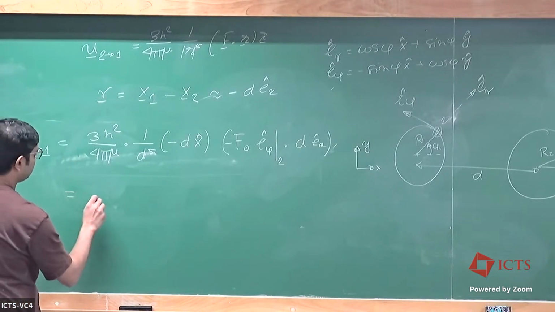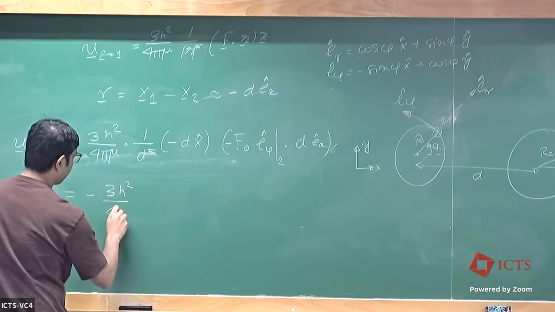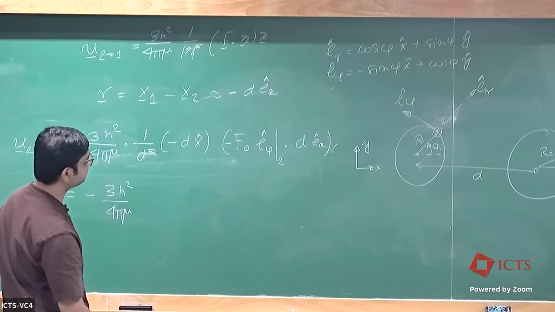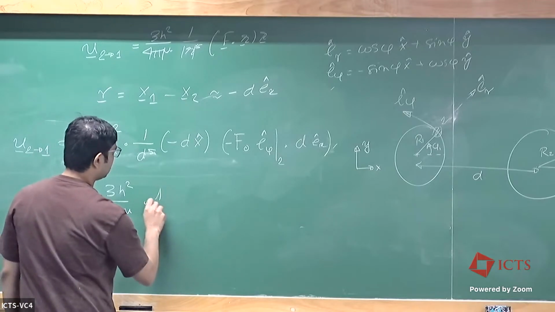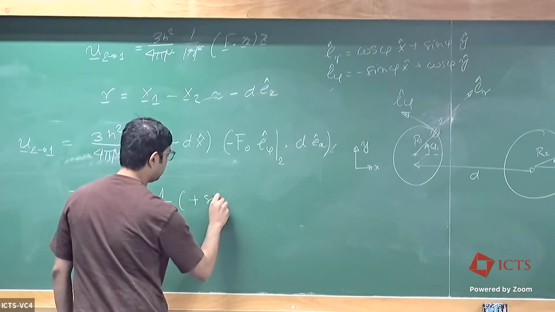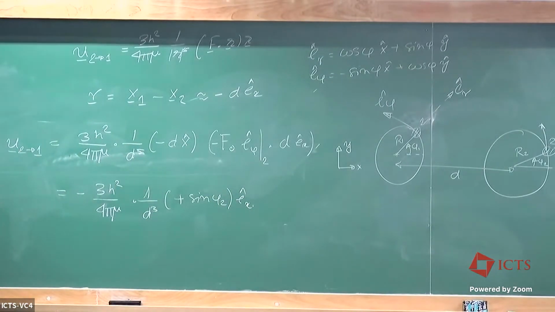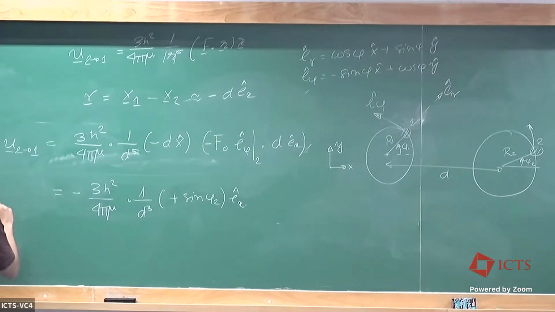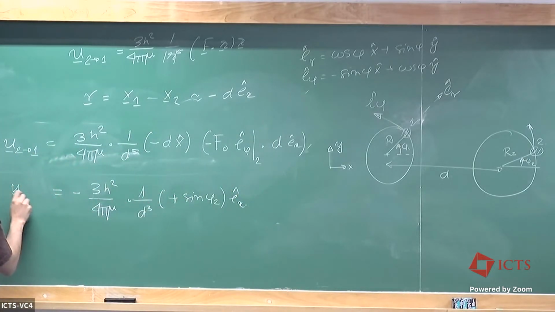Let me just write this. So then becomes minus 3h square over 4 pi mu times 1 over d cubed plus 7 phi 2. Correct. So that's correct. Okay. So this is just plus. Is this okay with everyone? What I did?